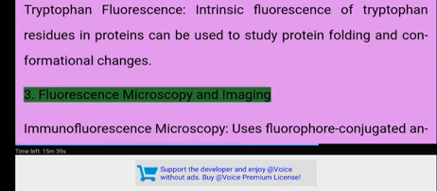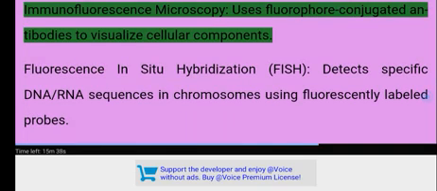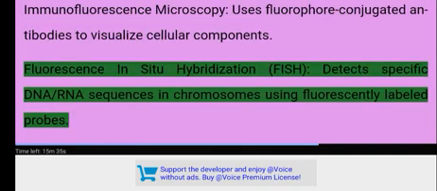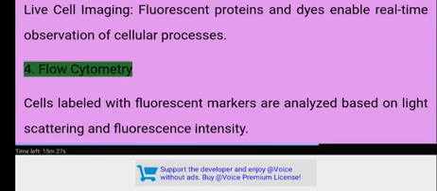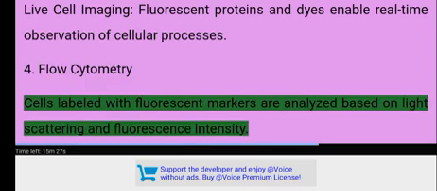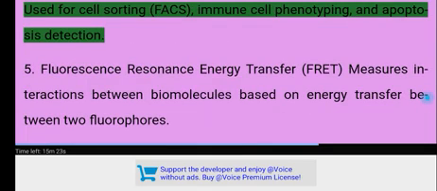3. Fluorescence microscopy and imaging. Immunofluorescence microscopy uses fluorophore-conjugated antibodies to visualize cellular components. Fluorescence in situ hybridization, FISH, detects specific DNA and RNA sequences in chromosomes using fluorescently labeled probes. Live cell imaging: fluorescent proteins and dyes enable real-time observation of cellular processes. 4. Flow cytometry. Cells labeled with fluorescent markers are analyzed based on light scattering and fluorescence intensity. Used for cell sorting, FACS, immune cell phenotyping, and apoptosis detection.